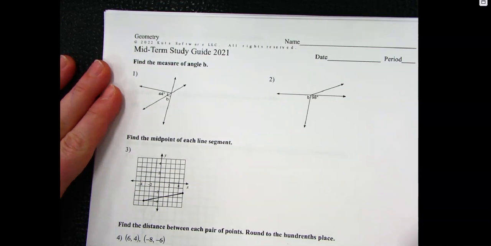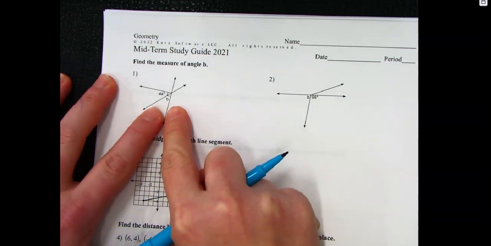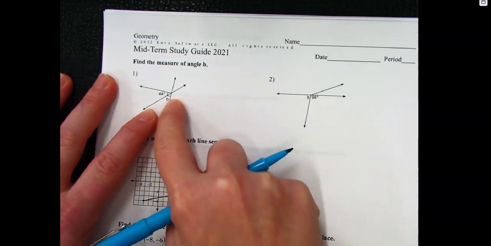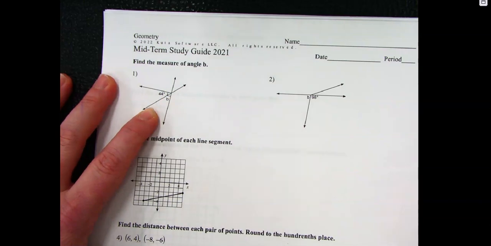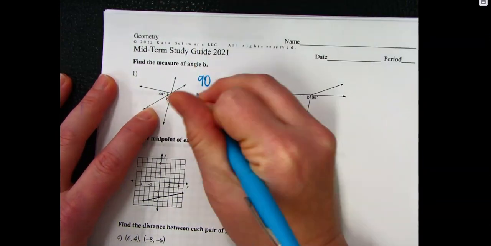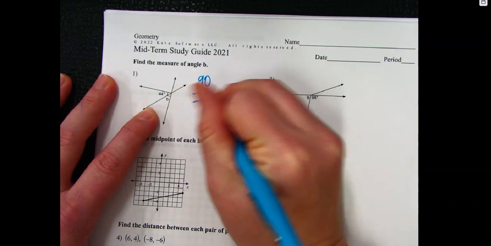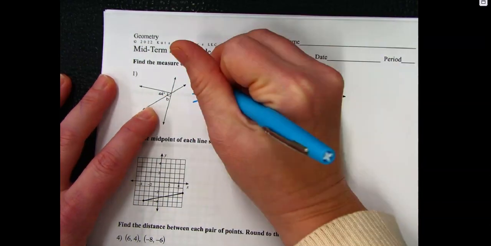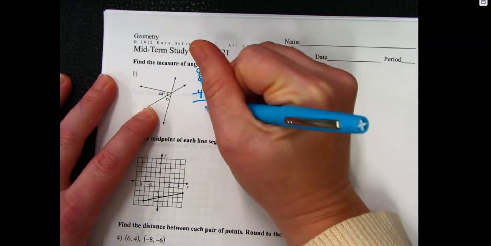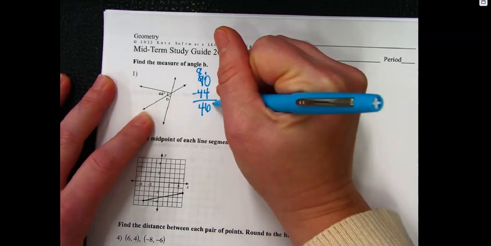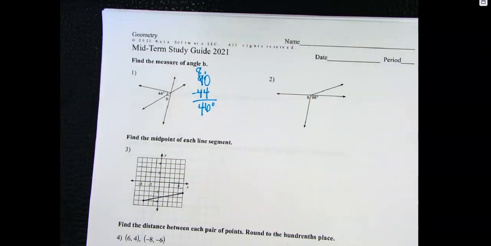Okay, so up first, we are looking for B. Well, this is a part of a corner angle, which you'll remember is 90 degrees. So the entire thing is 90 degrees. We're going to subtract out that 44, which leaves us with 46 degrees.